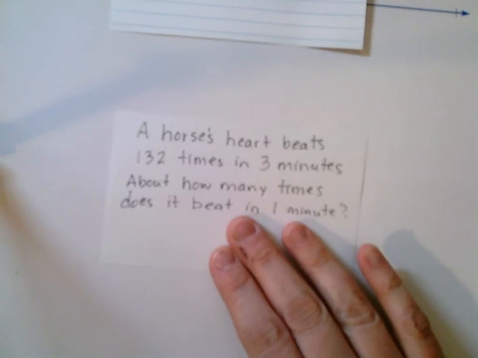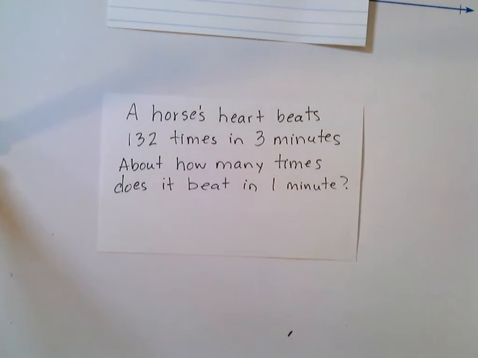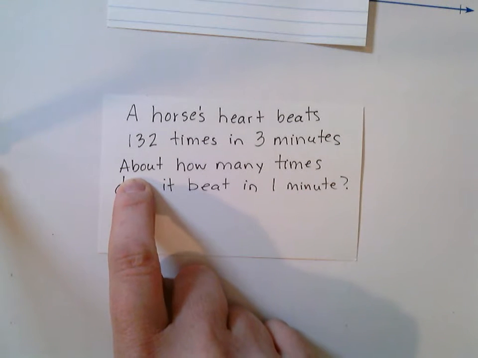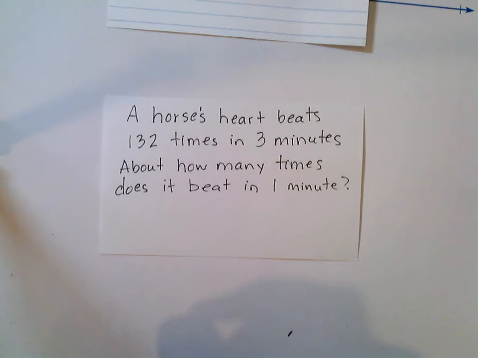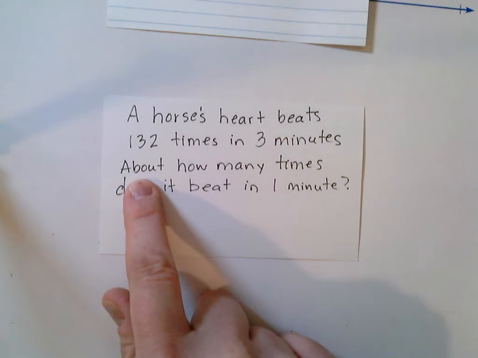So here's our first problem for today. A horse's heart beats 132 times in 3 minutes. About how many times does it beat in 1 minute? If I see the word about, that usually tells me that I'm going to be estimating. I want a close answer. I don't want an exact answer.